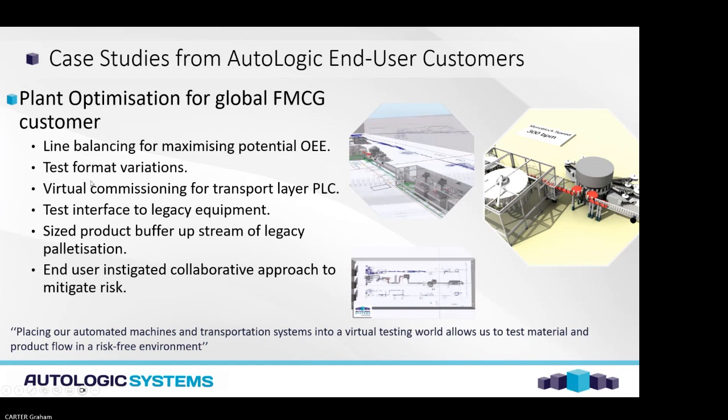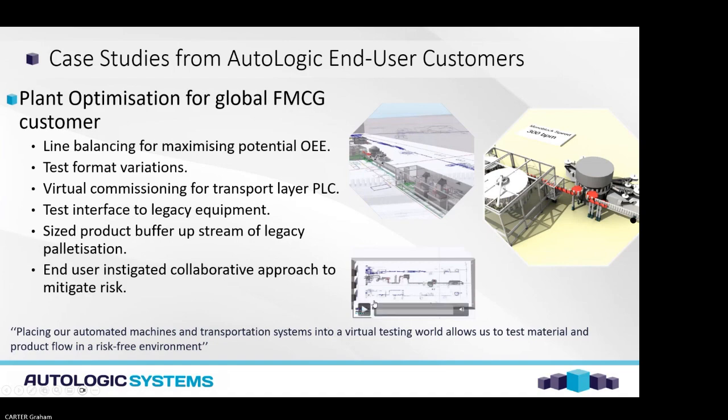Okay, and testing format variations and how to balance the line and to control the buffers between our processes, and then having established that line balancing strategy, we virtually commissioned the transport layer when that strategy was built into the new PLC transport layer. And we did so. We mechanically sized up a buffer in front of the legacy palletizer.